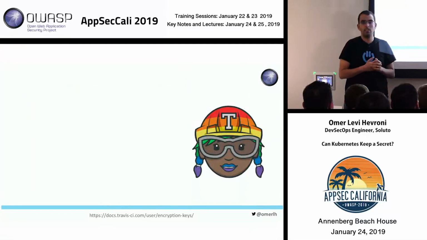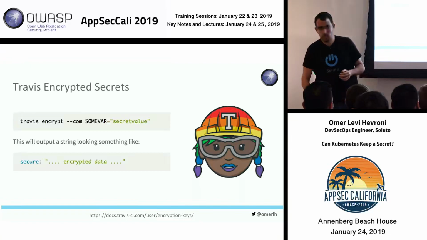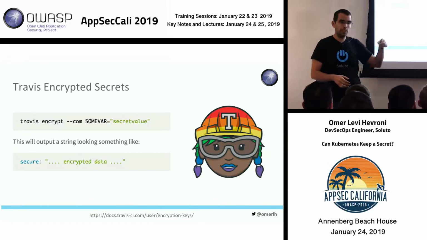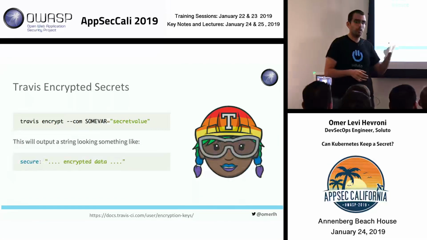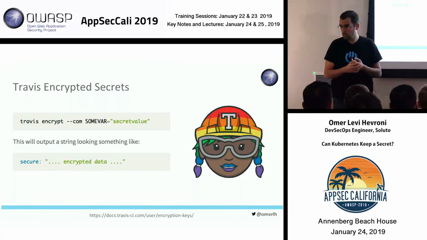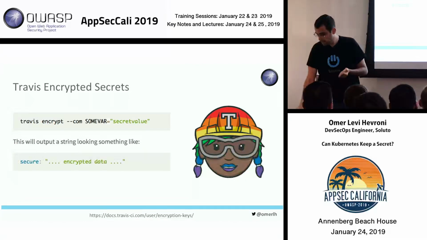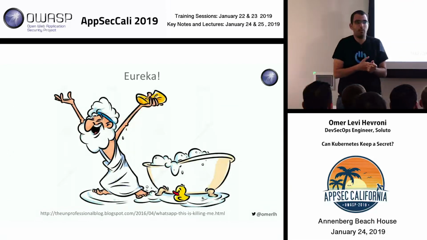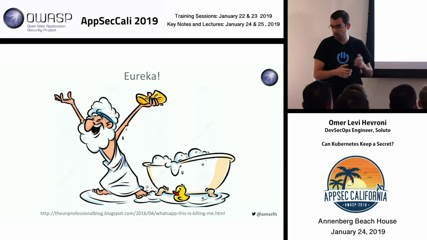Has anyone had a chance to work with Travis encryption? The way it works, you can create an encrypted secret for your application, and only Travis will be able to decrypt it. And it's really secure because you can put it on a public GitHub repo. They did a really good job there. When I saw that, I thought, this is really amazing. Let's see if we can build something like that, but for Kubernetes.